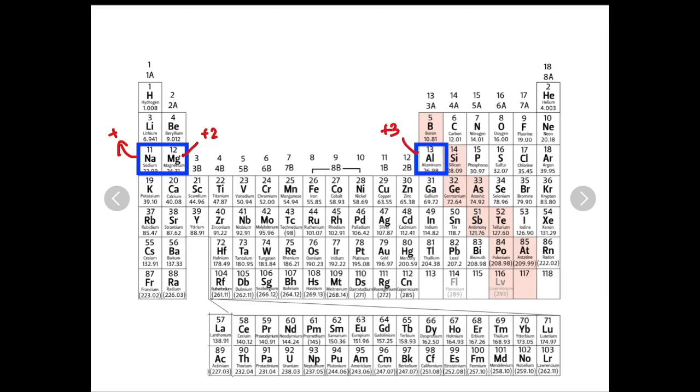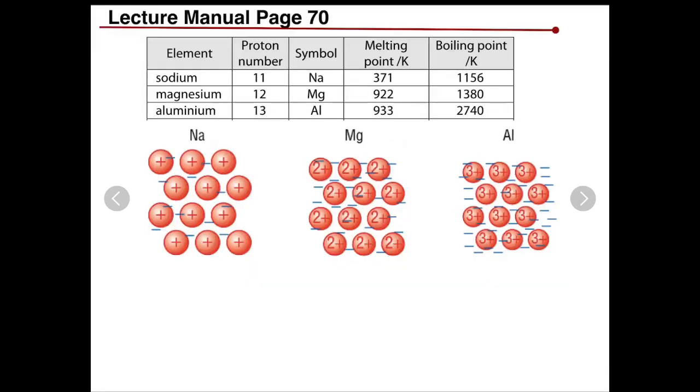Because if they lose this electron, they are going to have the same electron configuration as the noble gas neon, right? So here are the metallic bondings that hold the metal ions together. In sodium, it would be the electrostatic force between sodium ions and its electrons. Same thing for magnesium as well: magnesium ions and its electrons, and aluminum ions and its electrons.